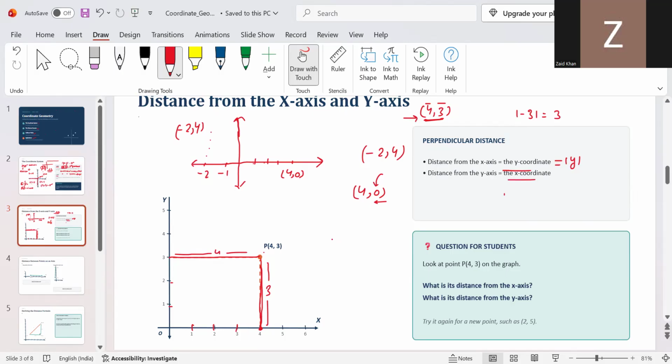Now, can you please tell me what is the distance of (2, 5) from x-axis? Better if you plot 2 here and 5 is here. So (2, 5) will be here, like that.